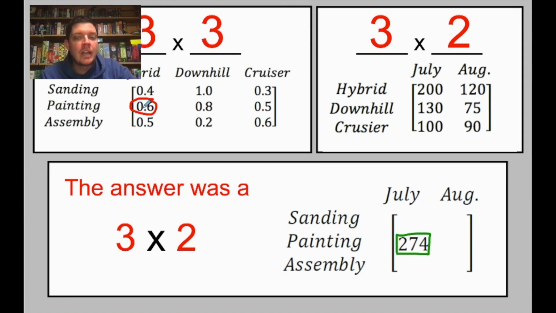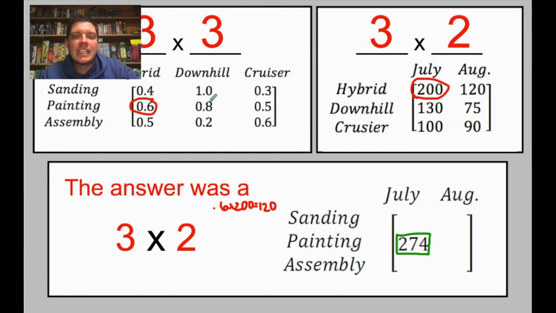to paint one hybrid. And I knew that there were 200 hybrids in July. So what I did, and I've got my calculator out here, is I basically took 200 times 0.6. And I got 120. Let me write that somewhere. I guess I'll write it right here. So 0.6 times 200. Sorry, this isn't going to be the prettiest. Equaled 120. Okay, so that's how long it took me to paint all of the hybrids.